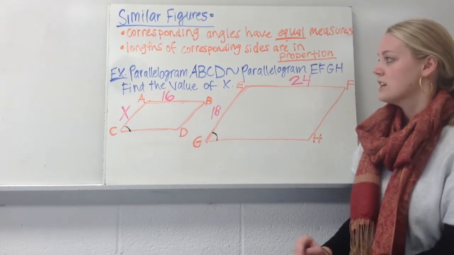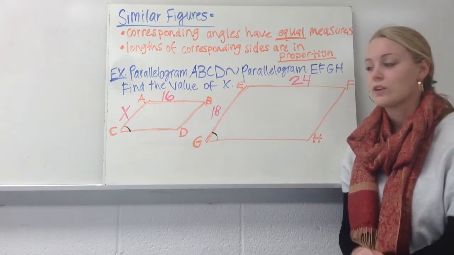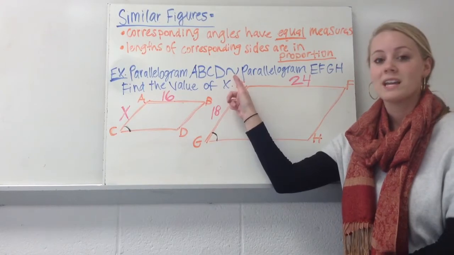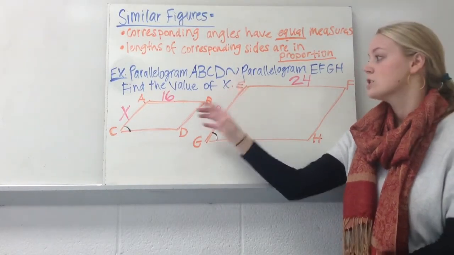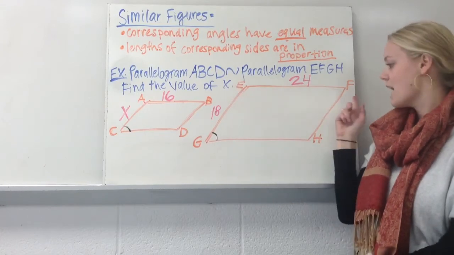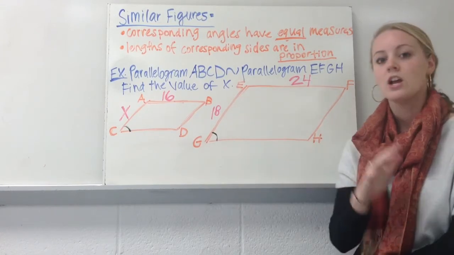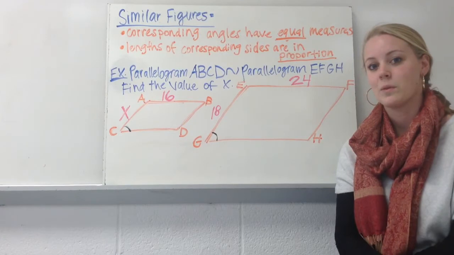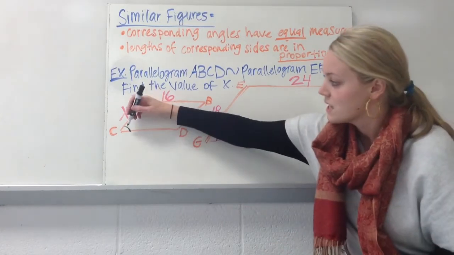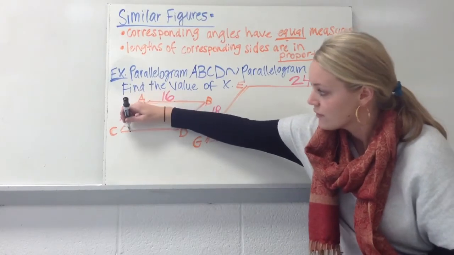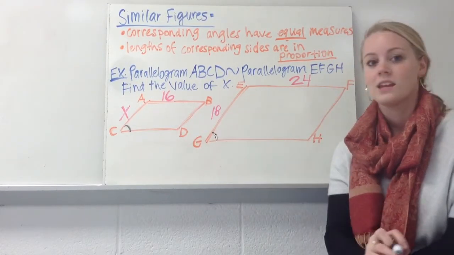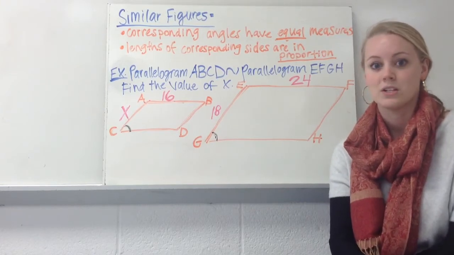So let's look at an example. Parallelogram ABCD. This symbol right here means is similar to. So this parallelogram is similar to parallelogram EFGH. The first component to make this similar means that the angles are equal, which means this angle C is going to have the exact same measurement as this angle G. They're going to be the exact same angle measurements.